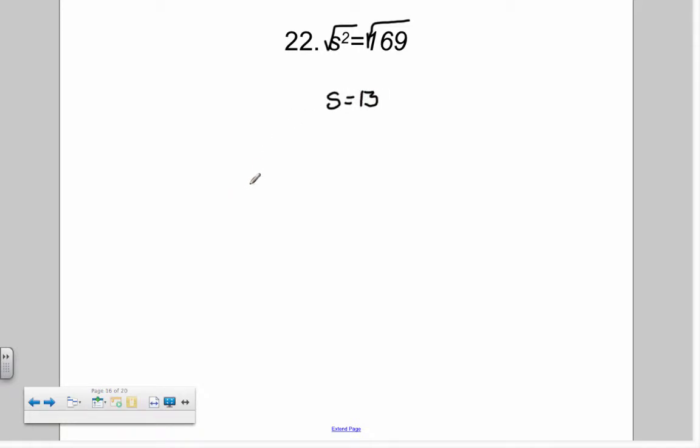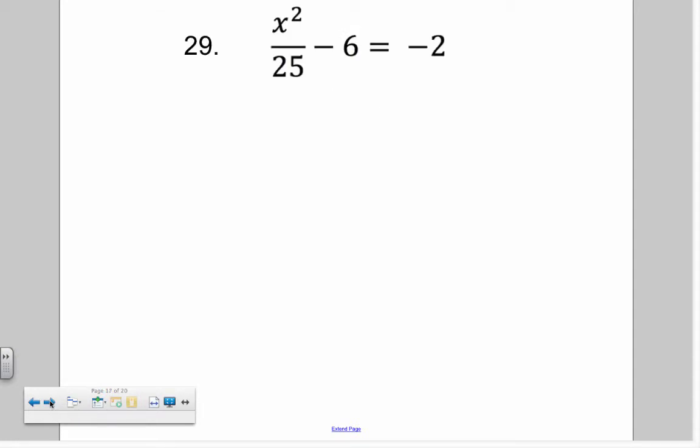Now remember that all of our square roots could be both plus or minus. So it's really plus or minus 13. So that one was easy peasy. Let's try another one. We have number 29.